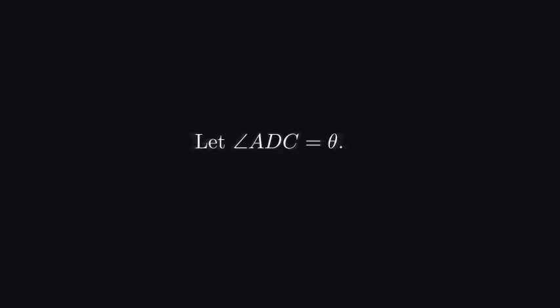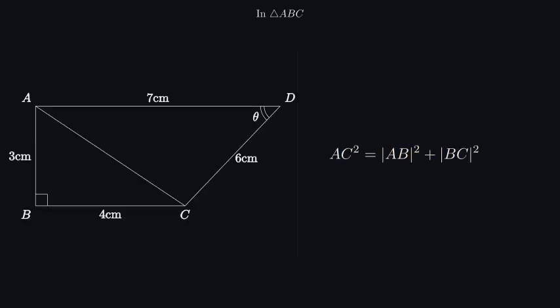Let angle ADC equals theta. We need to find theta. From triangle ABC, the right angle is at B, so AC is the hypotenuse. We use Pythagoras theorem. So, AC equals 5 centimeters. This is the common 3, 4, 5 right triangle.